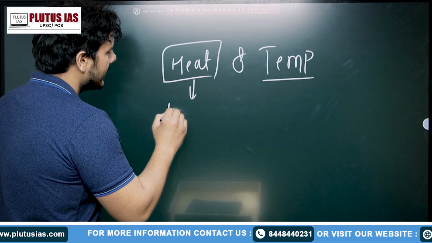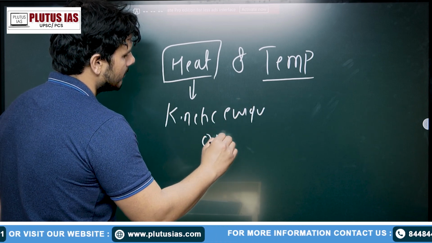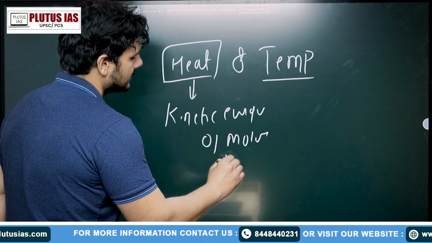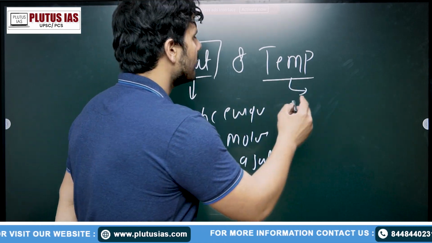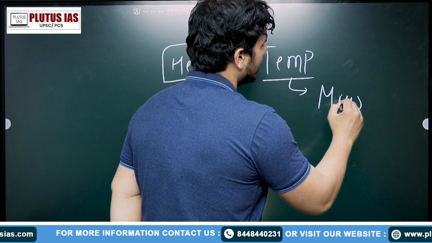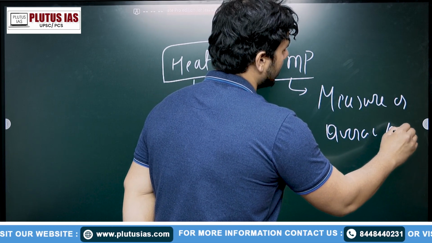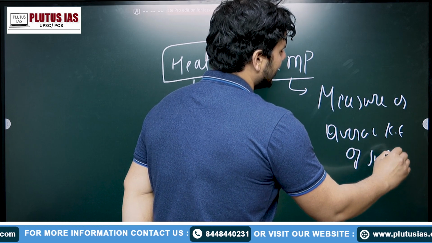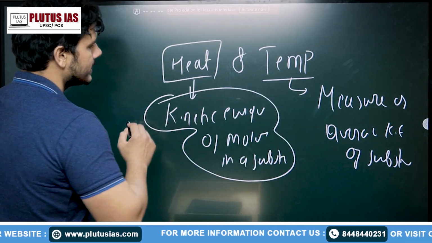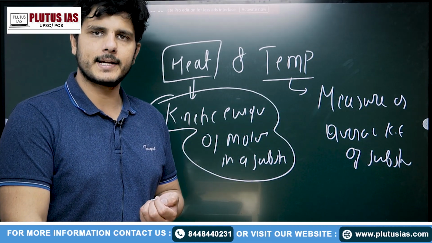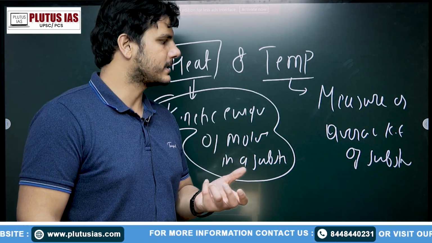It is the kinetic energy of the molecules in a substance. When I say temperature, it is the measure of average kinetic energy of a substance. So in one case, it is the intrinsic property of that body because it is itself a form of kinetic energy, the heat, and temperature is the measure of that average kinetic energy of a substance.